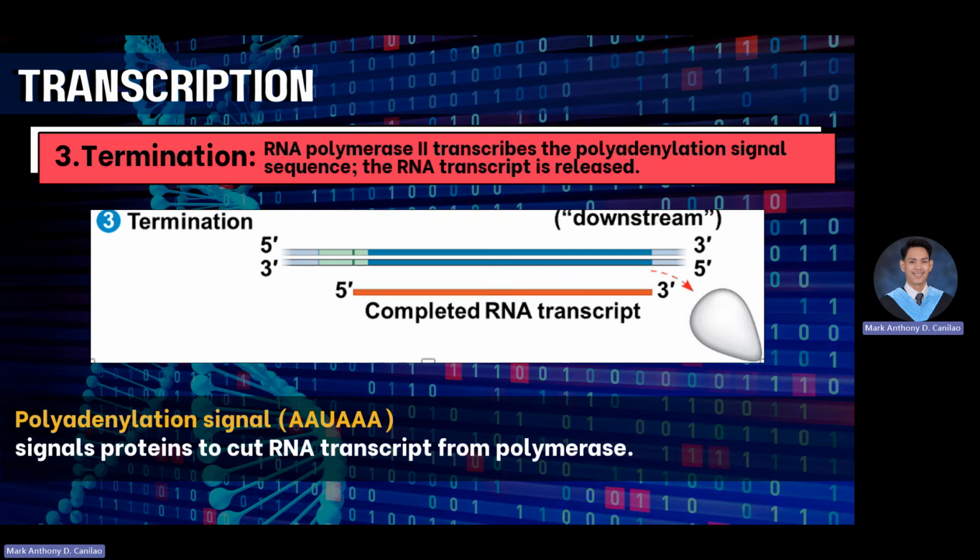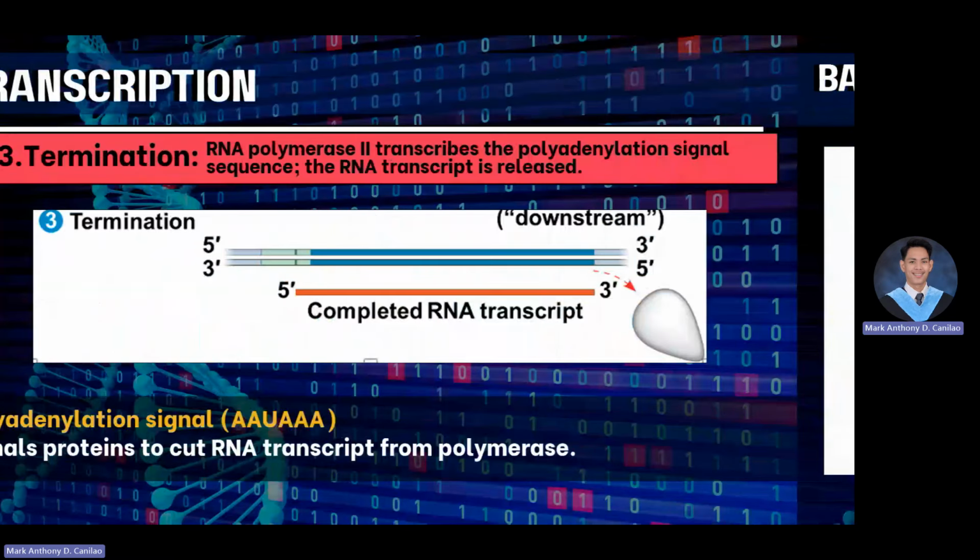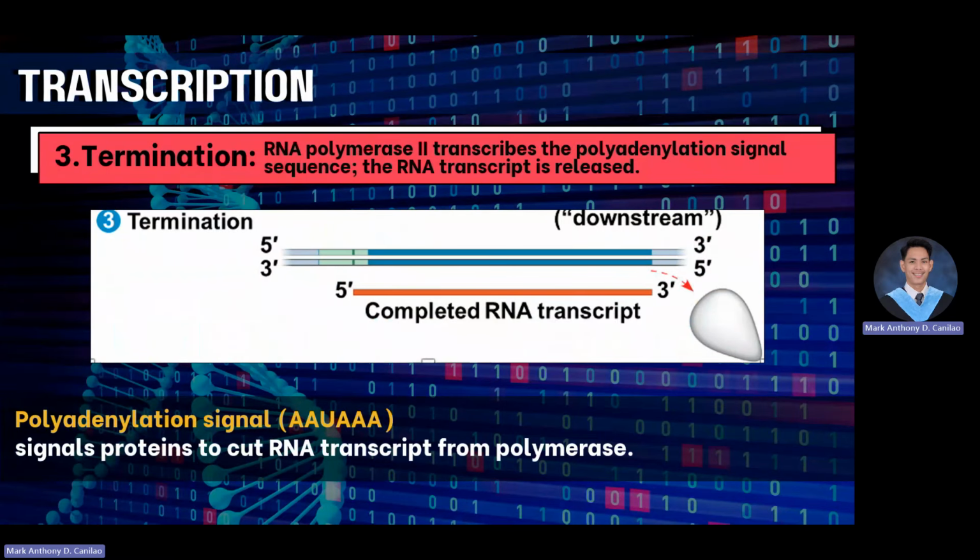Or she goes to the site where mRNA needs to be made again. So, that is the whole process of transcription in the central dogma. Let us recall, in the initiation, we form the transcription initiation complex, which is made up of the RNA polymerase, transcription factor, and also the promoter site.